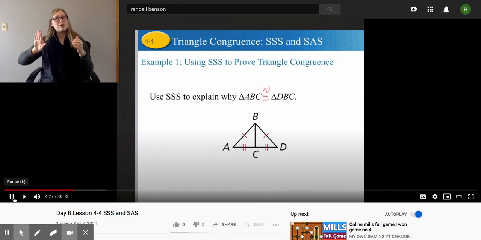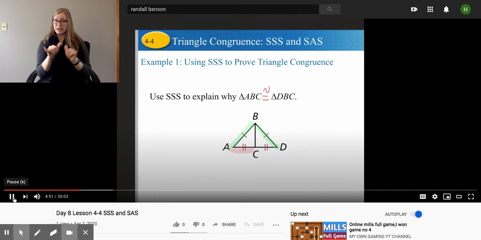Okay, so the very first example is we're going to use the SSS postulate to prove that these two triangles are congruent. It might help, I like to do this, you don't have to, but it's a suggestion: I'm going to mark the sides that are marked as congruent with the same color. So I marked AB and BD with green because they both have one tick mark.